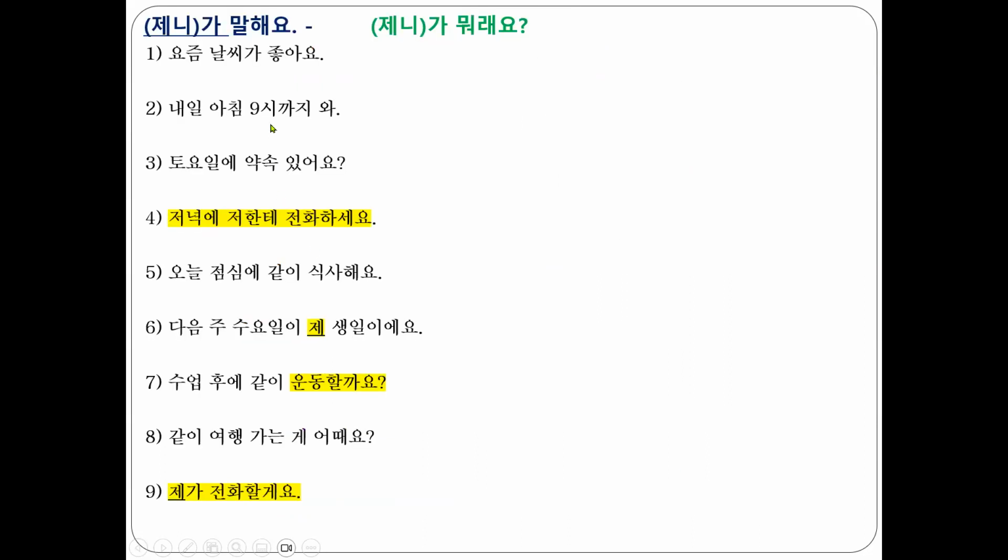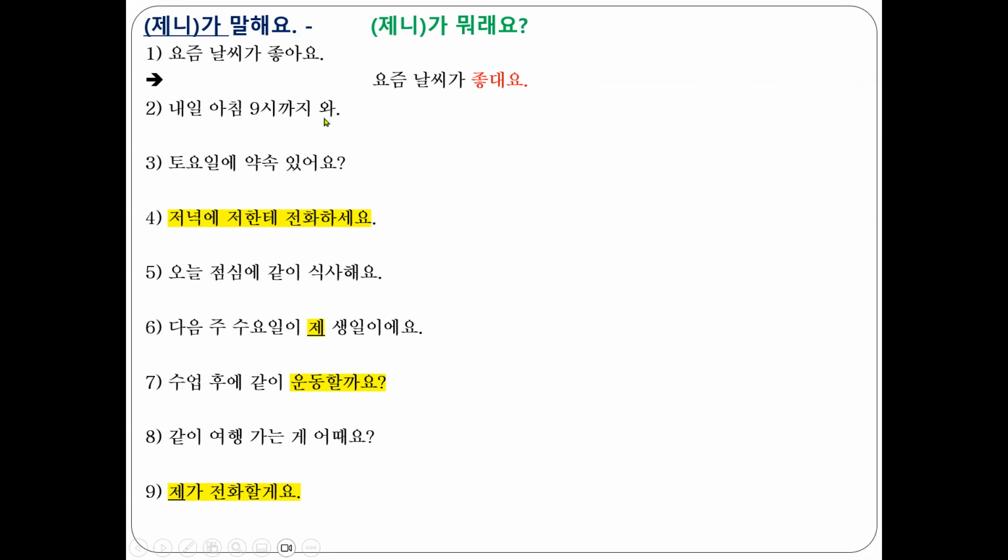Let's see. Jenny says this, and then you're gonna relate what Jenny said using the shortened form of indirect quotation structures. 자, what did Jenny say? 요즘 날씨가 좋아요. This is a statement, right? And then the main predicate is 좋다. 좋다 is an adjective and the tense is present tense and statement. So 좋대요. She said the weather is nice.